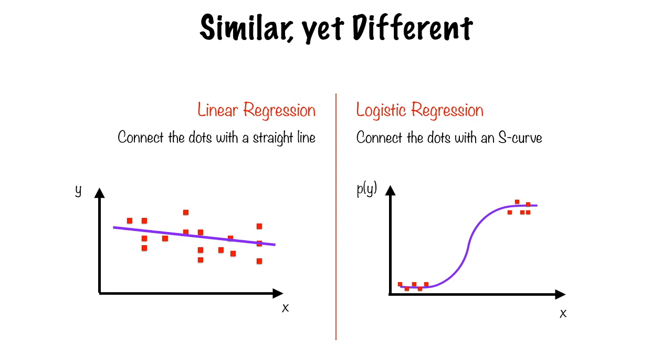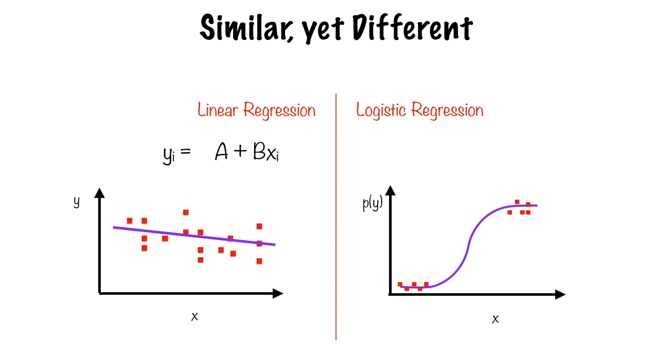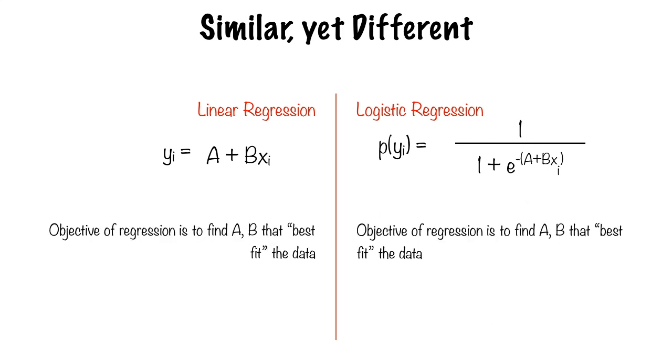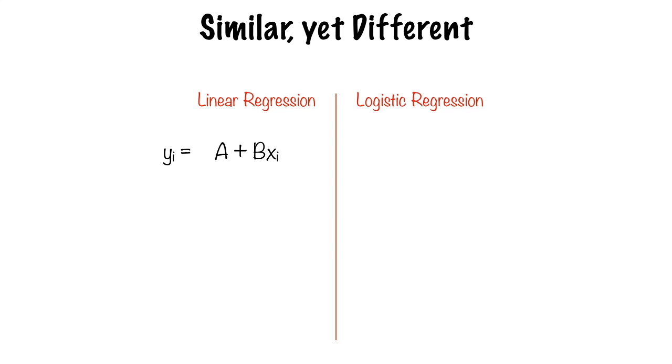In both cases, the functional forms of the curves that we are trying to fit have been decided up front. In linear regression, it's y is equal to a plus bx. In logistic regression, it has the probability of y on the left-hand side and that S-curve, the exponent, on the right. The functional forms are different, but the objectives of the regression algorithms are the same. In both cases, the objective of the regression is to find the values of A and B that best fit the data. And now there is also a special relationship between linear and logistic regression.